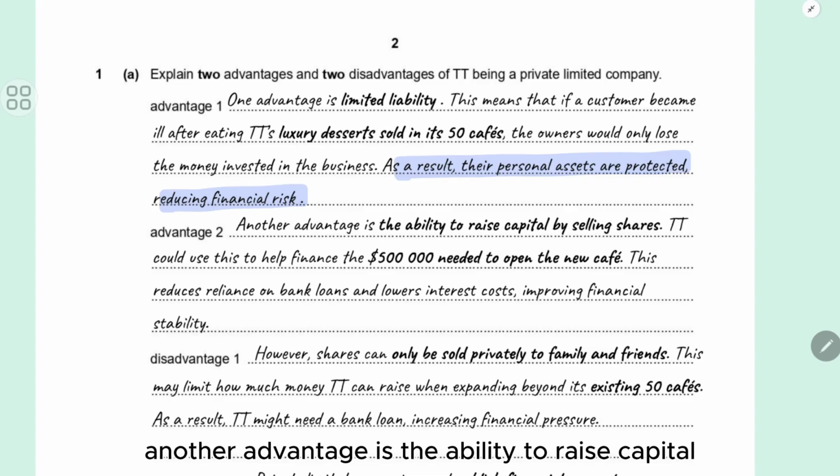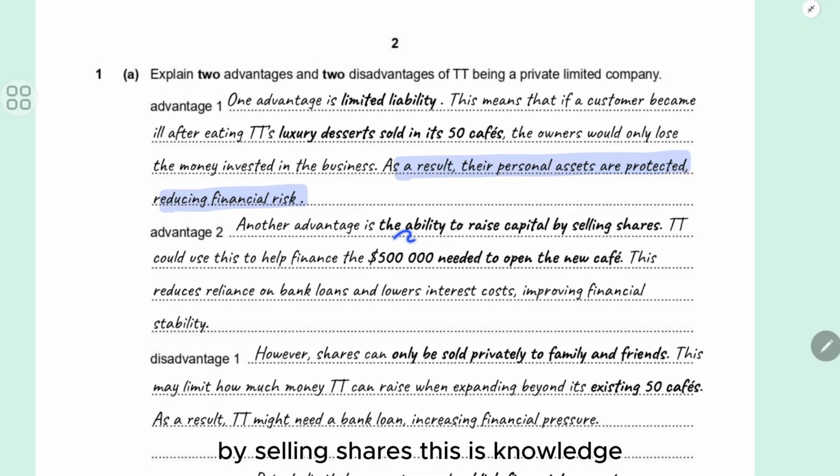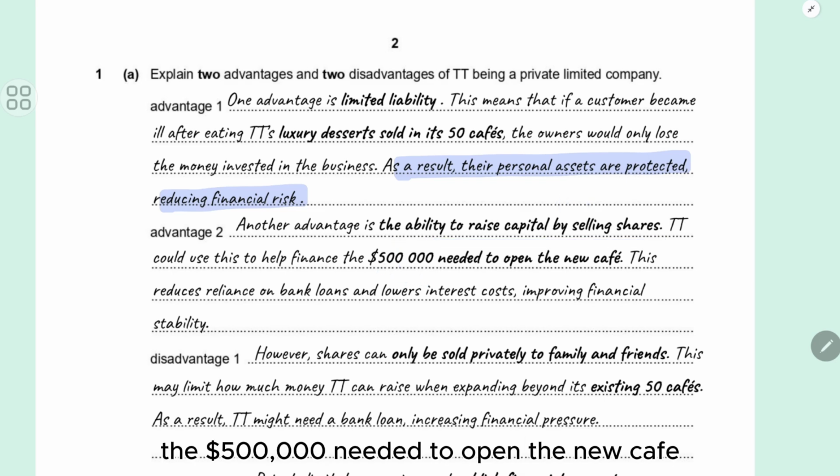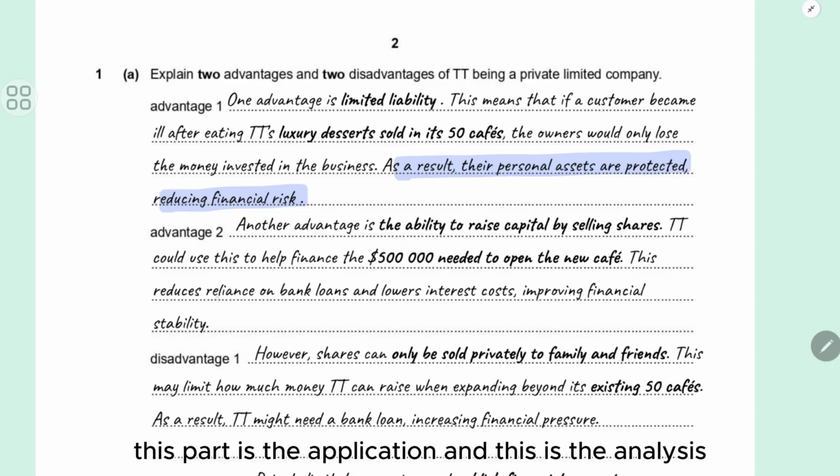Another advantage is the ability to raise capital by selling shares. This is knowledge. TT could use this to help finance the $500,000 needed to open the new cafe. This reduces reliance on bank loans and lowers interest costs, improving financial stability. This part is the application, and this is the analysis.